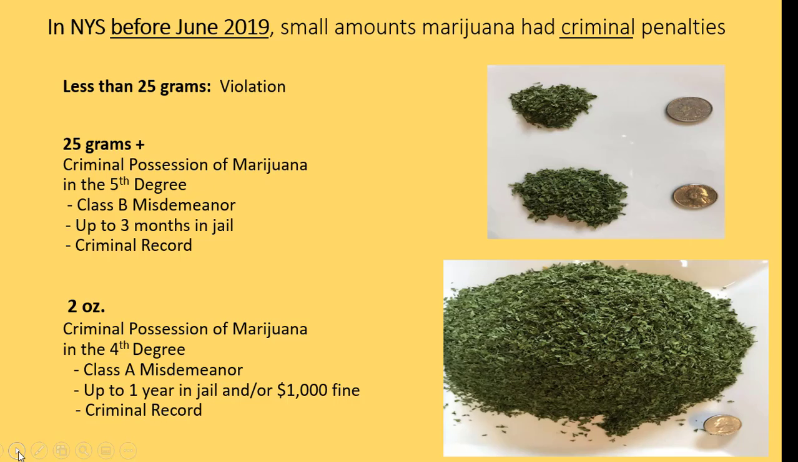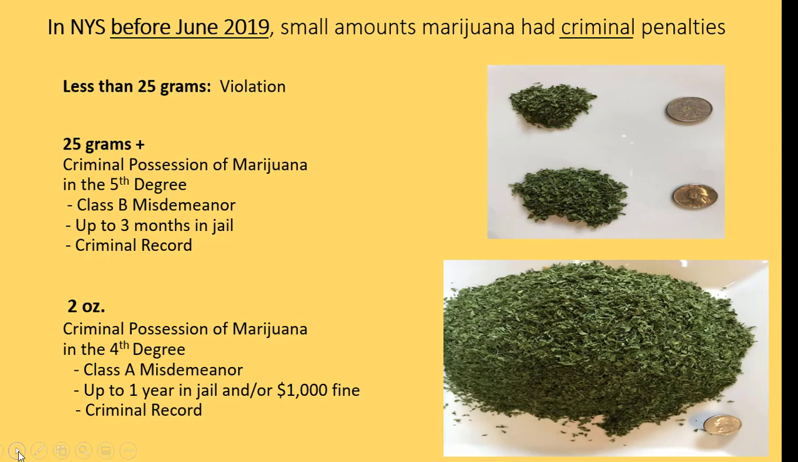If you had 2 flakes more than 25 grams, which is a pinch just larger than a quarter, that was a crime. That was criminal possession of marijuana in the 5th degree. That was a Class B misdemeanor, which came with a penalty of up to 3 months in jail. And most importantly, it created a criminal record. So if you were applying for a job and it says, have you ever been convicted of a crime? You would have to say yes if you had been convicted of having over 25 grams of marijuana. And that could have been just a teeny tiny bit over 25 grams. That would give you a criminal record.